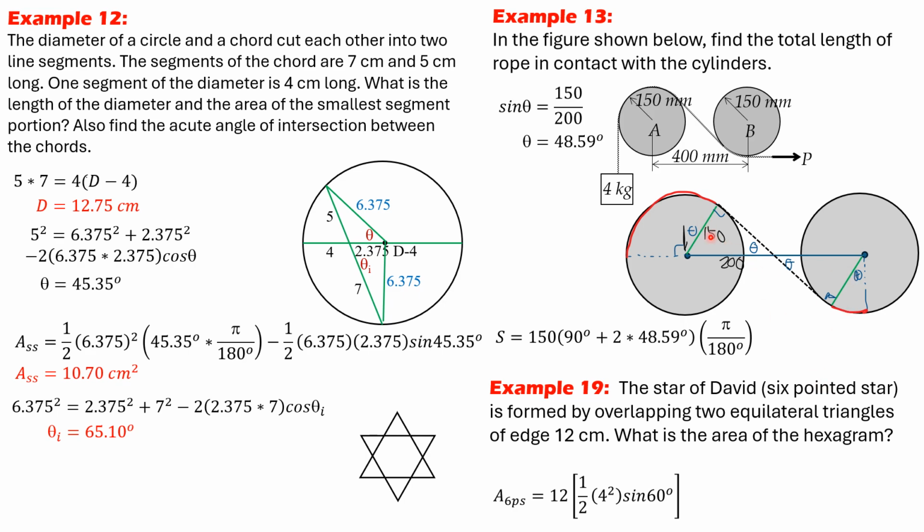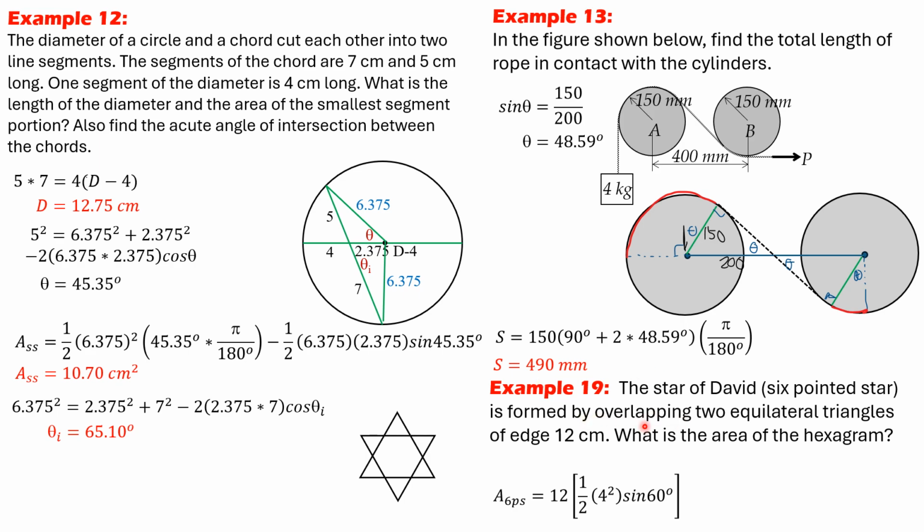The radius is 150. So to solve for theta first, considering this right triangle, sine theta is 150 over 200. So theta is 48.59 degrees. Then substitute S equals 150, the radius, times the central angle, 90 plus 2 times 48.59 degrees times pi over 180. So S is 490 mm.